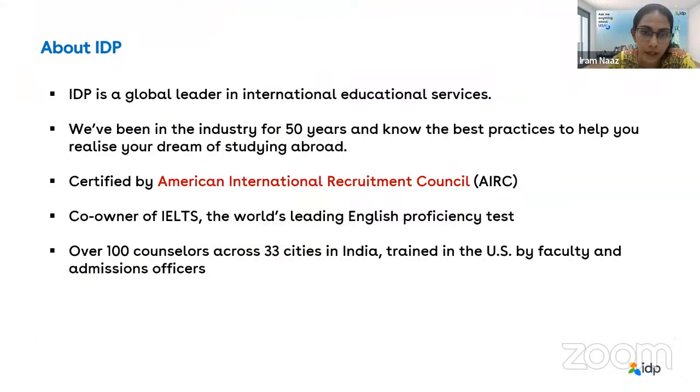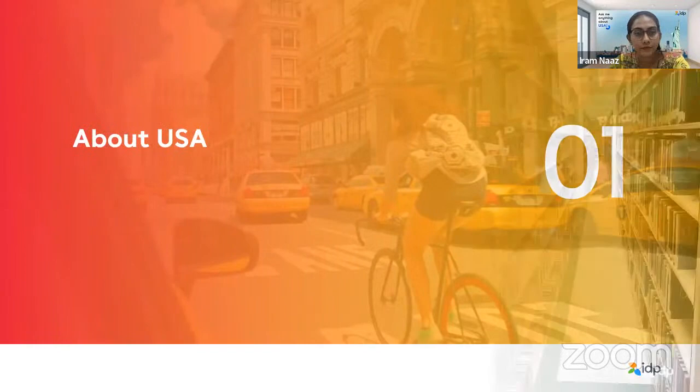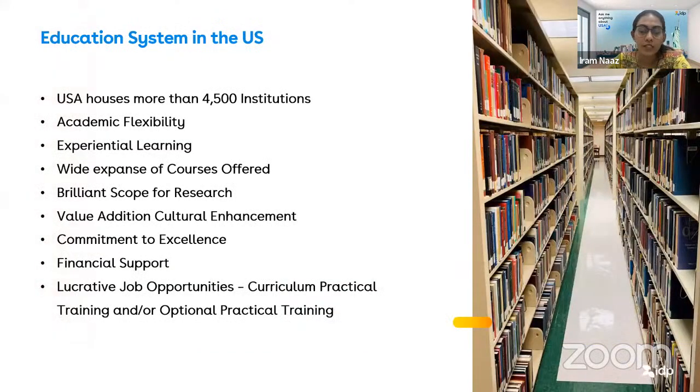IDP is certified by the American International Recruitment Council. About the USA: it has more than 4,500 institutions. Academic flexibility. So what does academic flexibility mean? A student from every background, like mechanical or civil or architecture, can shift to any other background.